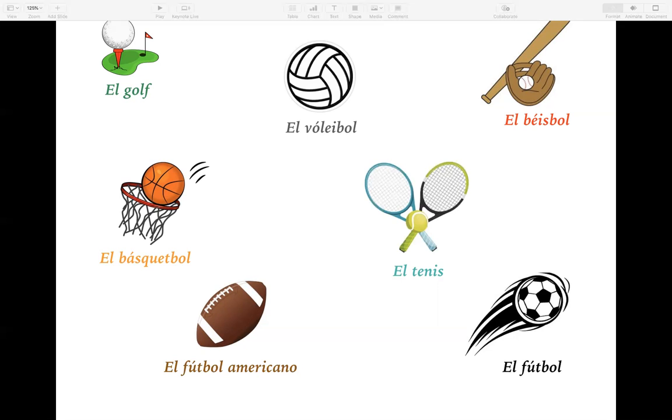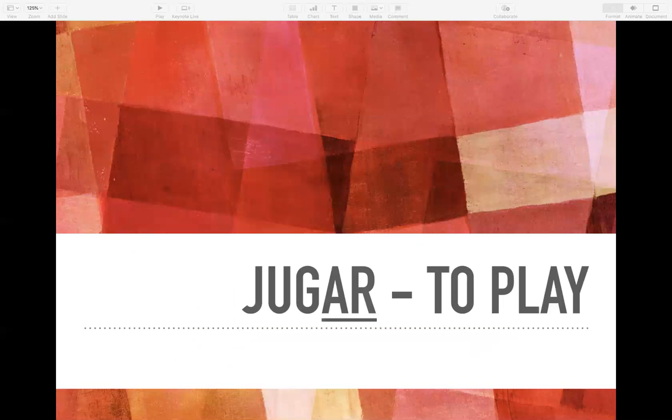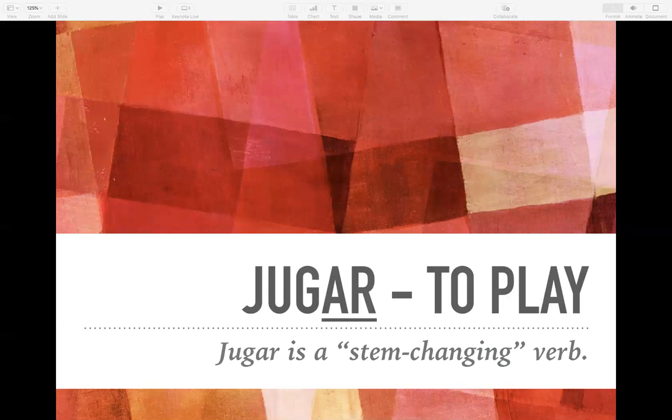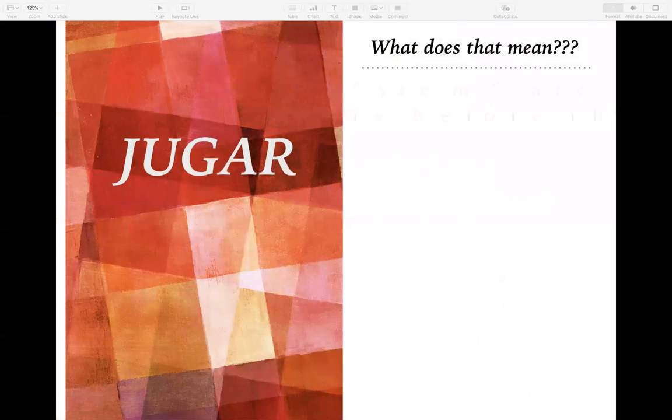And in order to do so, we need the verb jugar, which means to play. It's an AR verb, so hopefully you remember your AR endings. O, as, a, amos, ais, an, right? Those are your present tense endings. But jugar is a little different because we call it a stem-changing verb. So what does that mean?